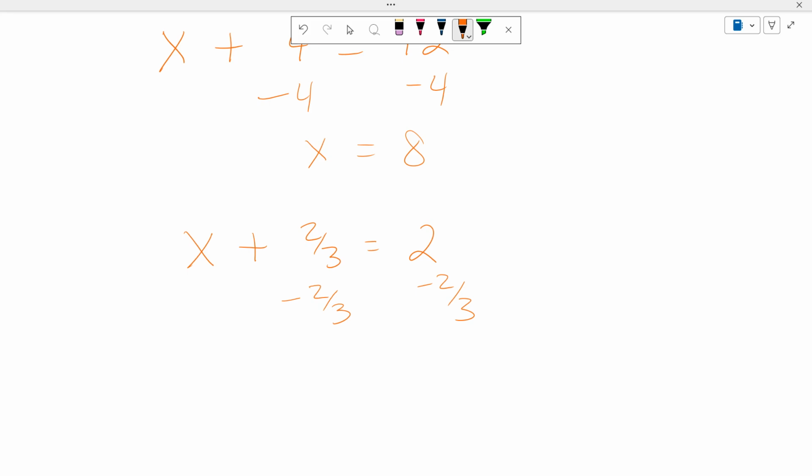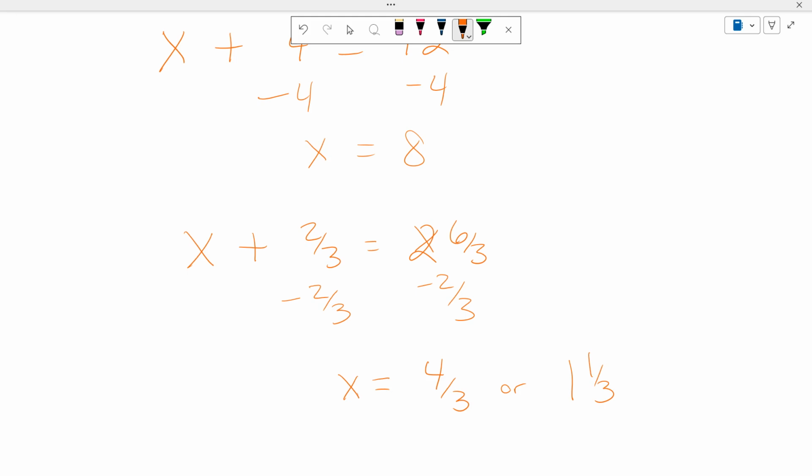Okay. So if we subtract 2/3 from each side, 2 is the same as 6/3, because what's 6 divided by 3? 2. What's 6/3 minus 2/3? 6 minus 2 is 4, so 4/3. So x equals 4/3, or your calculator might call it 1 1/3. Either way is fine.